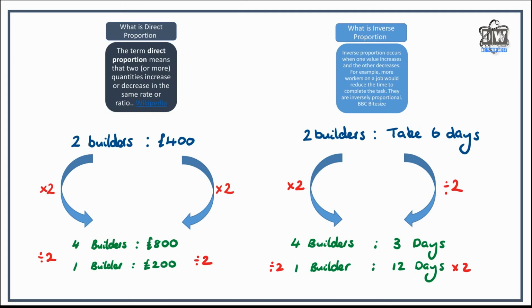Those are the types of questions that are often asked, things like food or builders. The way that you know whether it's directly proportional or inversely proportional is by the question. You need to read the question really, really well, and then you'll know what to do.